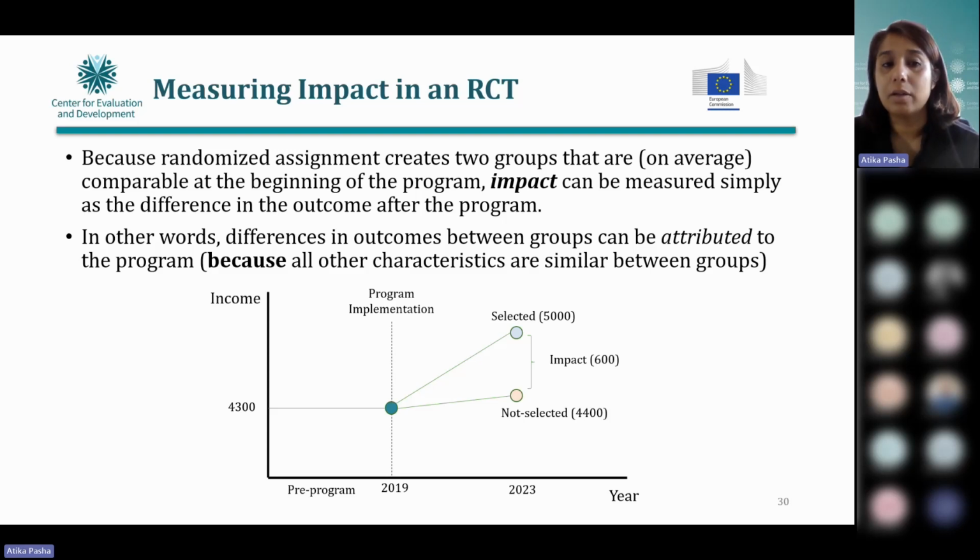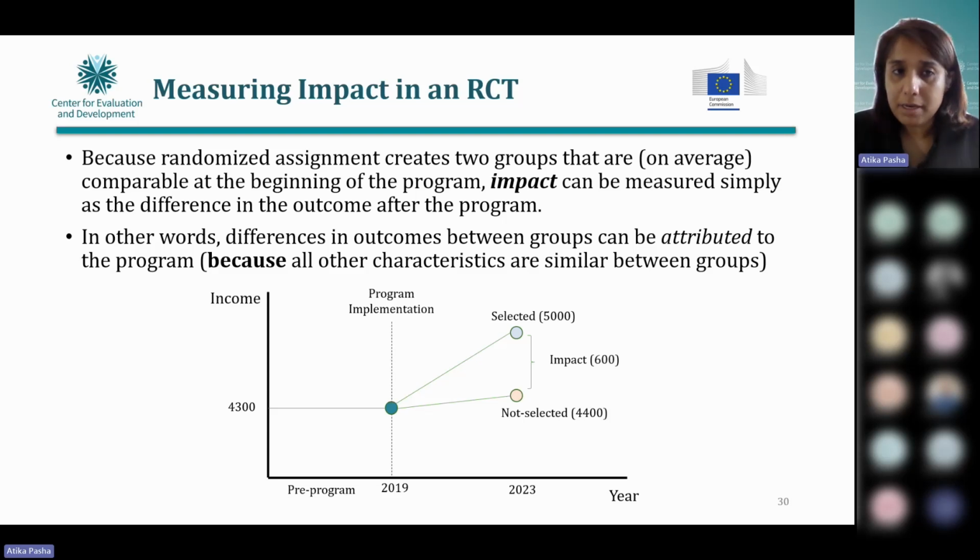This now is the y-axis. We are just measuring the income of each of the individuals, or let's say the groups that we have in our data. Again, if you remember from the example, every one of the individuals who we had randomly assigned started off with about 4,300 as their income level.